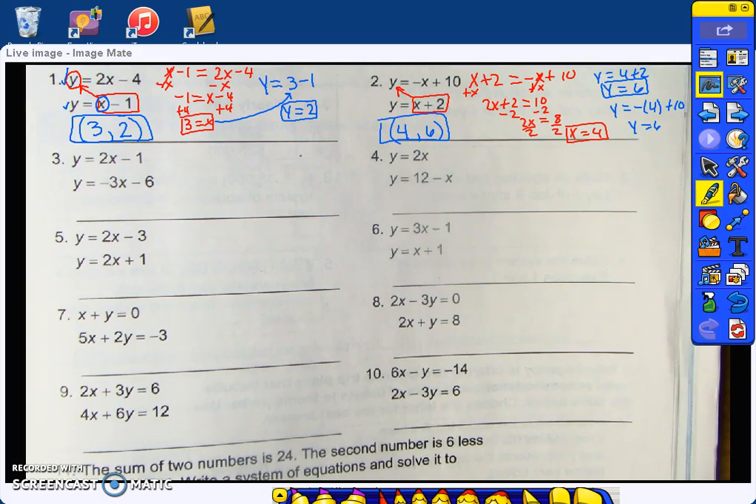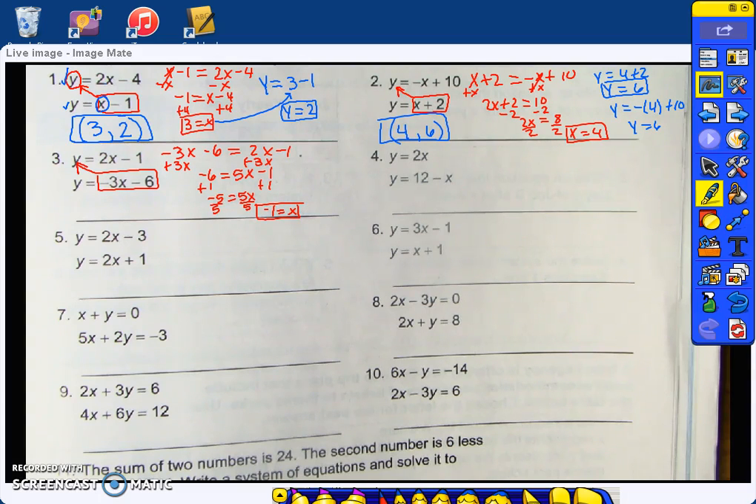Alright, number 3. Again, we are going to plug this in for y on the other side because it's already isolated. Negative 3x minus 6 equals 2x minus 1. I'm going to add 3x to both sides. Negative 6 equals 2 plus 3 is 5x minus 1. I add 1 to both sides and I'll get negative 5 equals 5x. And then when I divide by 5, negative 5 divided by 5 is negative 1. And that is my x.